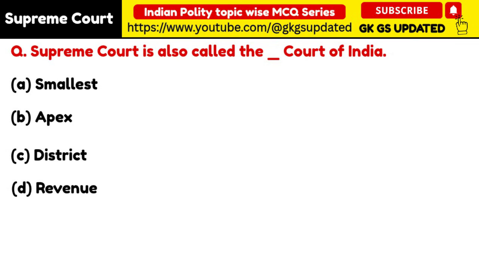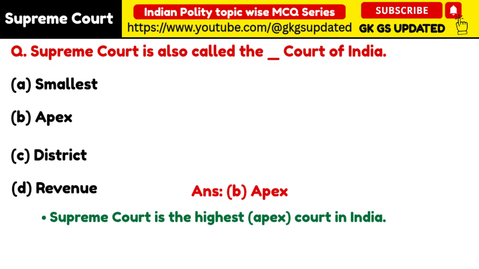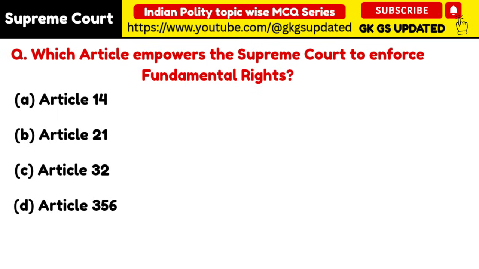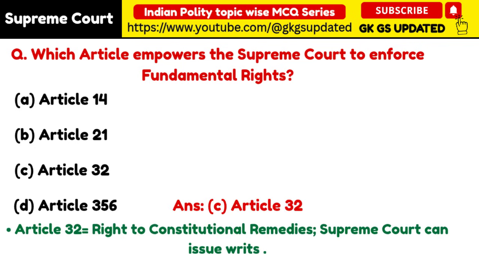Next question. Supreme Court is also called the ___ Court of India. Correct answer, Apex. Supreme Court is the highest court in India. Next question. Who administers the oath to the Chief Justice of India? Correct answer, President. Next question. Which article empowers the Supreme Court to enforce fundamental rights? Correct answer, Article 32. Article 32, right to constitutional remedies. Supreme Court can issue writs.